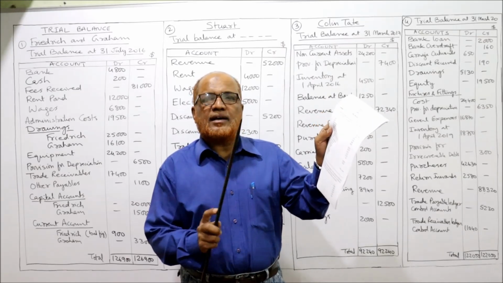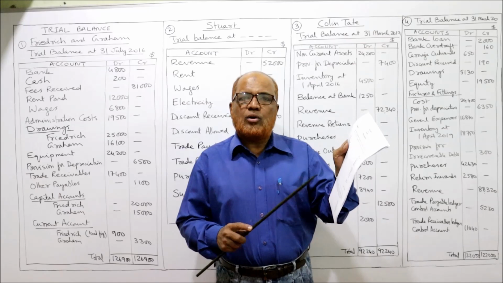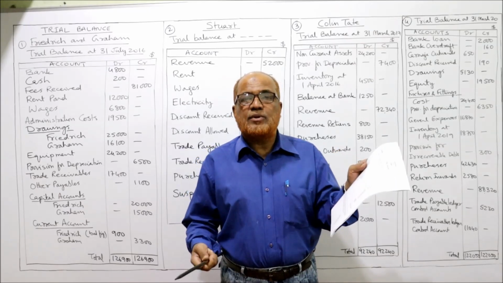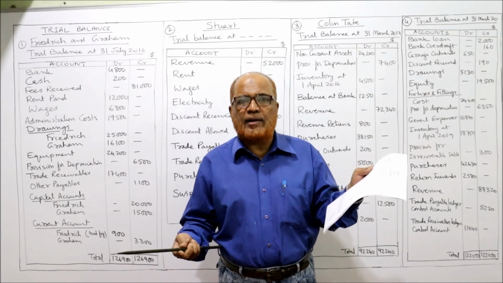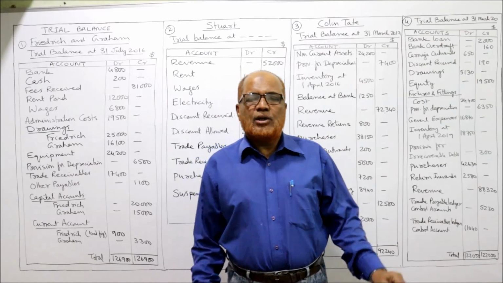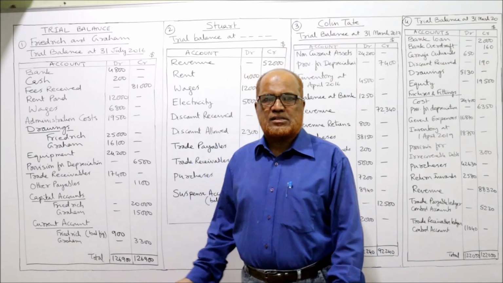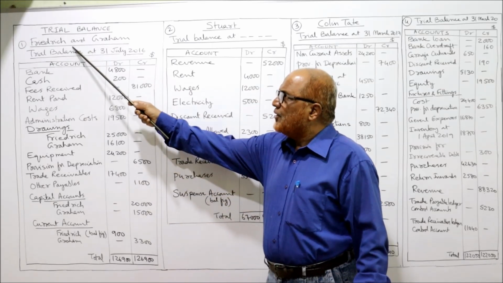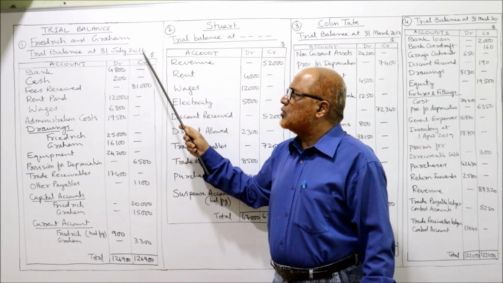Remember, the capital account always shows a credit balance, but the current account may show a credit balance or it may show a debit balance. The current account may show debit or credit, anything, but the capital account always shows a credit balance. So we are required to make the trial balance of this partnership business. See carefully here. Friedrich and Graham. Trial balance at 31st July 2016.